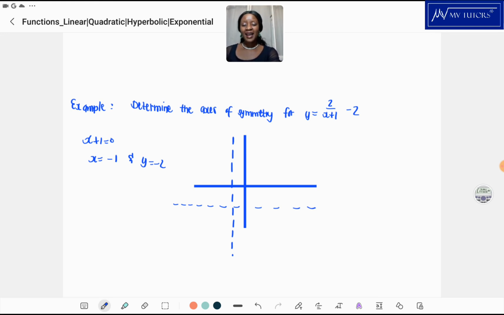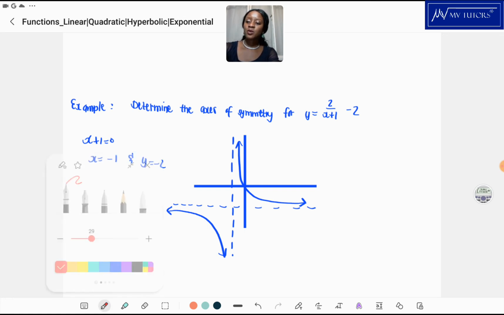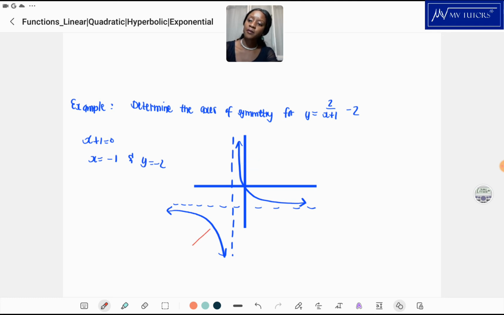Now I have that my a value is positive 2. Because it's positive 2, I know I'm going to deal with the third quadrant and the first quadrant. So I know that my hyperbola actually exists here and there. This is where my hyperbola is. Like I said, I'm not going to calculate the x and y intercepts at this point. But what they're really asking us is, what is the equation of the axis of symmetry?